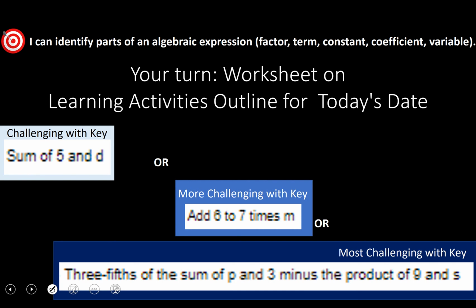So just a little bit of information on those 3 worksheets. So here's some example problems for each of them. I think most of you can do the more challenging with key, but if you are feeling like it's a little overwhelming, maybe start with the challenging with key and then try to work your way up. If you are wanting the most challenging one, though, go for it. I think a lot of you could handle that too, and you might have a little bit of fun with it.